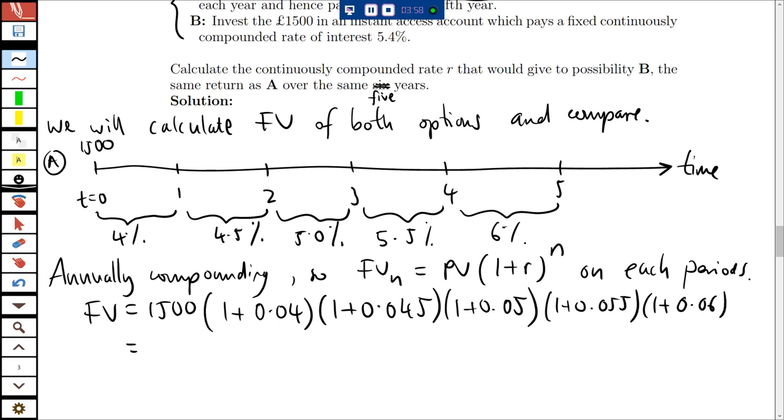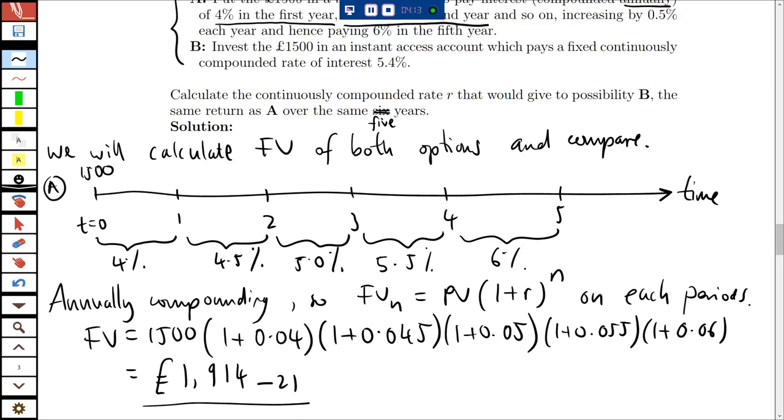If we multiply them all out in a calculator, the future value is £1,914 and 21 pence. Okay, so that's the future value for choice A.